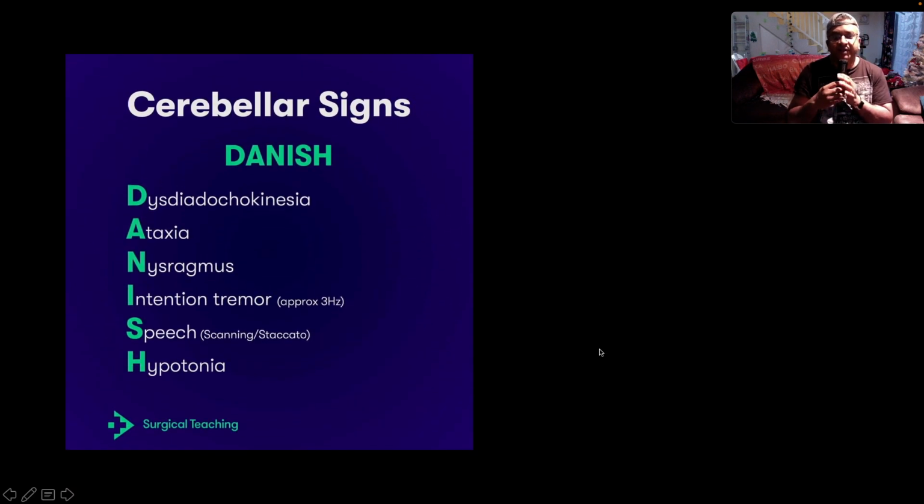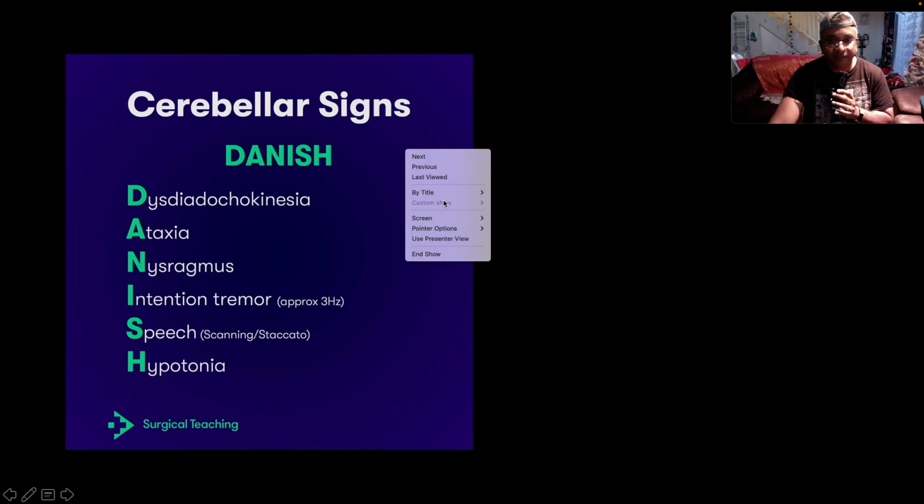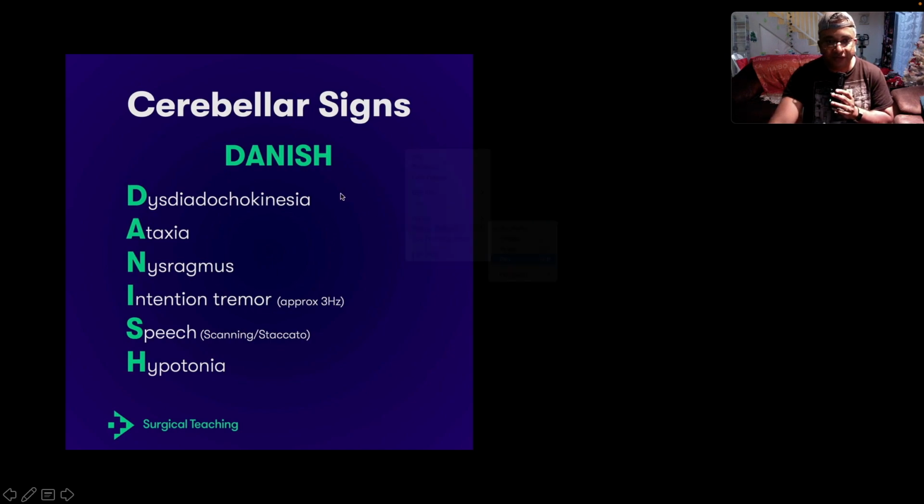There's a nice acronym here for the clinical features of cerebellar affectation. Danish, right? Coming from Denmark, right? Danish. D for dysdiadochokinesia, A for ataxia, N is for nystagmus, I is for intention tremor, about 3 Hz in terms of the frequency of the movement. S is for speech, which is scanning or staccato speech.